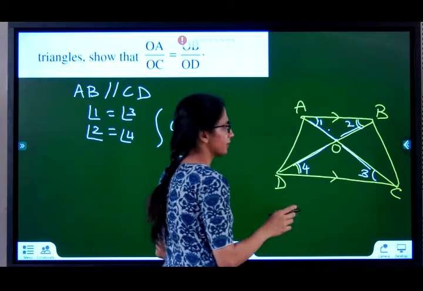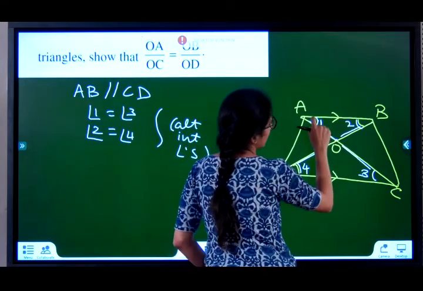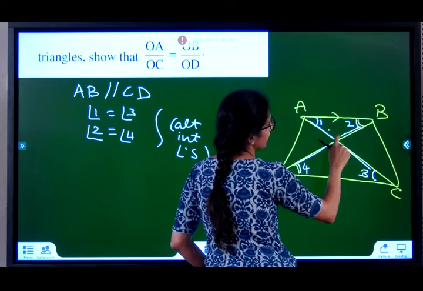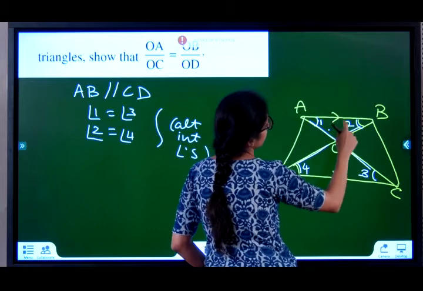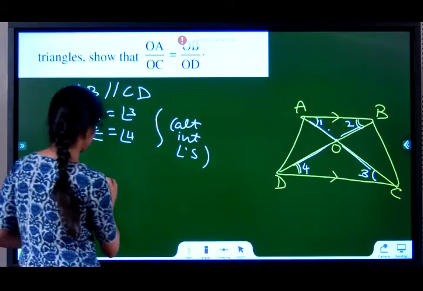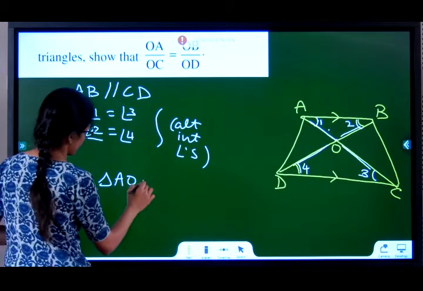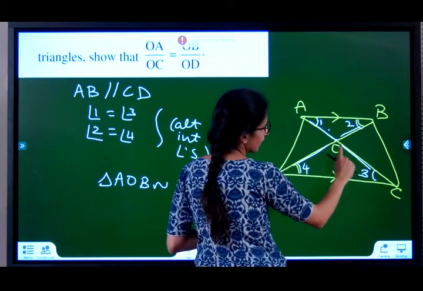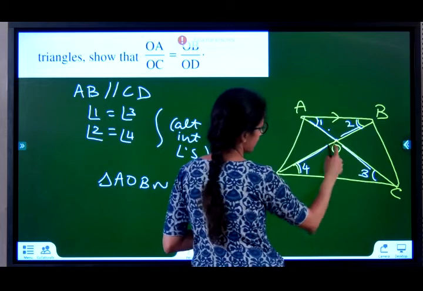So, your naming is going to go from 1, nothing, 2. 1 line, nothing, 2 line is triangle AOB. And this 1 line, nothing, 2 line is COD.